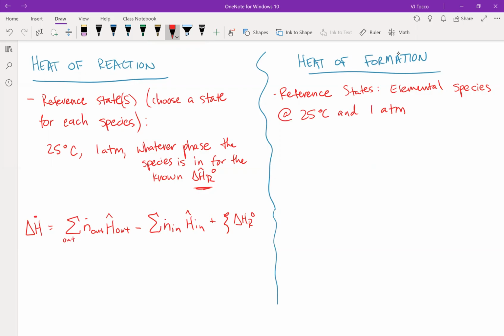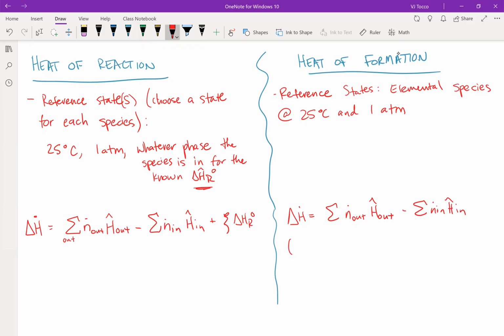All right, and for the heat of formation method, it's going to be a little bit simpler. The reason why it's simpler is because I don't have to account for the heat of reaction anymore, because my reference states are the heats of formation. So delta H dot in this case is going to be the sum of the outlets, n dot times H hat for out, minus the sum of n dot in times H hat in.